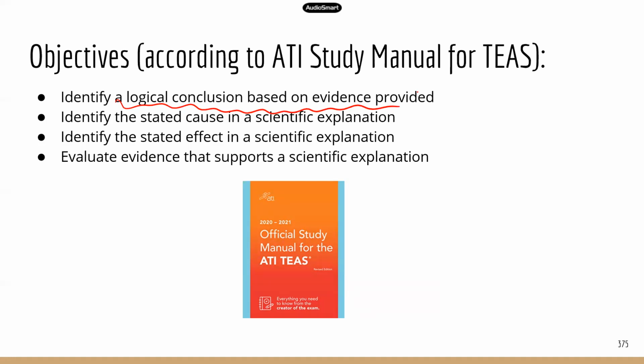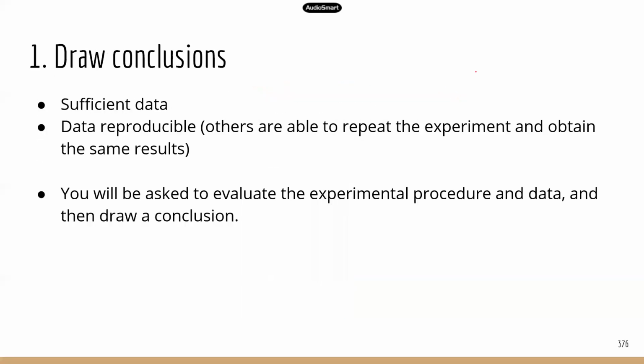So we're going to go over some of the basics. You need to know what the factors are that you need to pay attention to. All right, first, you need to know how to draw an appropriate conclusion. Now, in order to draw a conclusion, we have to have sufficient data, right? So in the question, if you don't see enough data, then you might not be able to draw any conclusion.